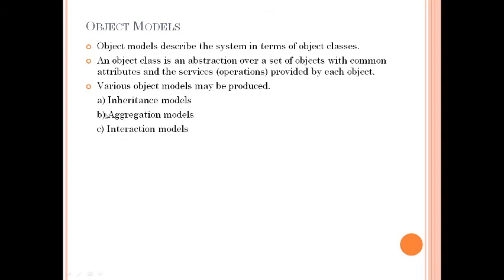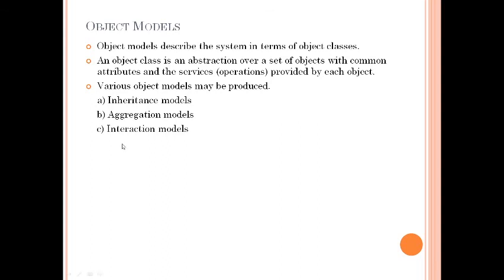The second one is the aggregation model. Here, when we think about objects for the requirement collection, there will not be a single object; there will be multiple objects working together on a particular system. That can be specified using the aggregation model.